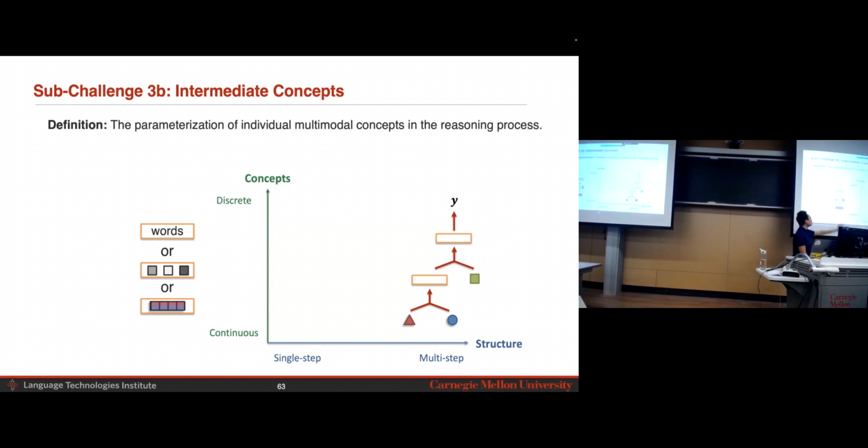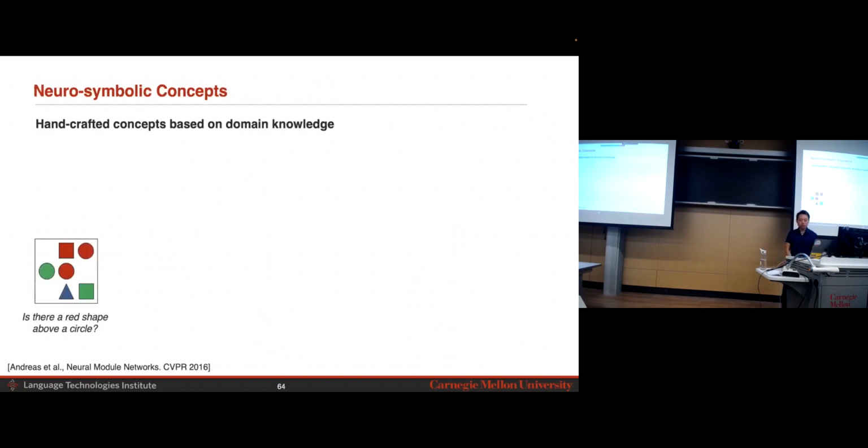But sometimes you can also start to explore different ways of parameterizing these concepts. You can use attention maps. You can use even discrete concepts. And again, the more discrete, the more interpretable you are. So there's been a lot of push for concepts that are a mix of both symbolic and also compatible with neural networks. So we're going to look at some examples of concepts based on attention.